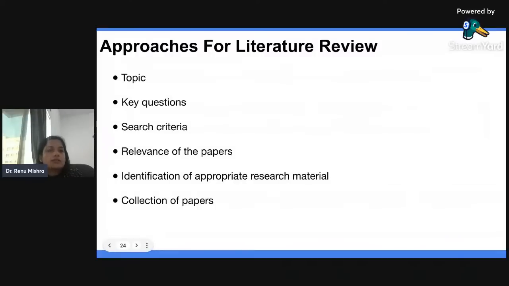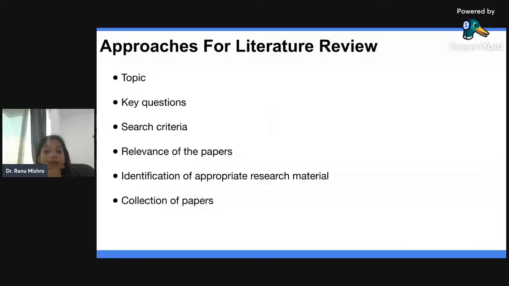Like, this is what I want to look for. If I want to look for the association between employee engagement and satisfaction, or the factor of change management, what are my search criteria? Do I want to look for a particular author or a particular time frame, or any particular regional study, or any methodology I want to focus on?